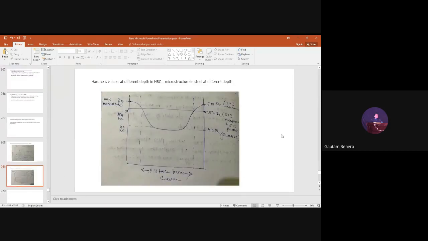So this is the last part we will discuss in today's lecture. That is hardness value at different depth in HRC. How many of you remember what is HRC? Hello. How many of you?